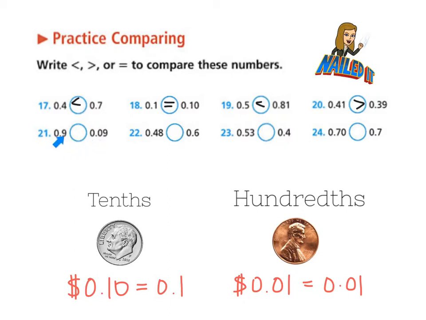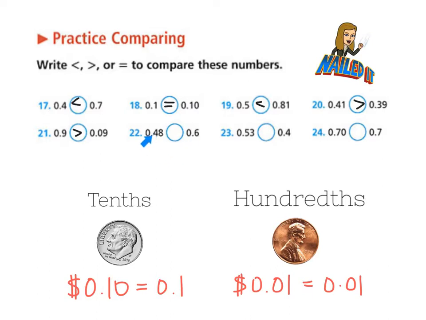Now we're comparing 9/10ths to 9/100ths. Do you see how the 9 is right after the decimal here? Whereas right after the decimal on 9/100ths, we have a 0. 9 dimes versus 9 pennies. 9/10ths is greater.